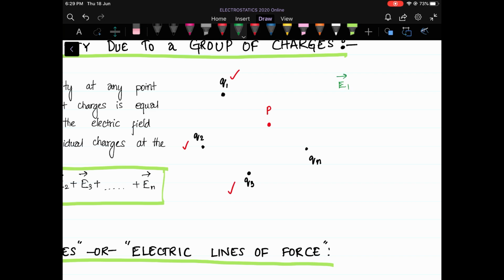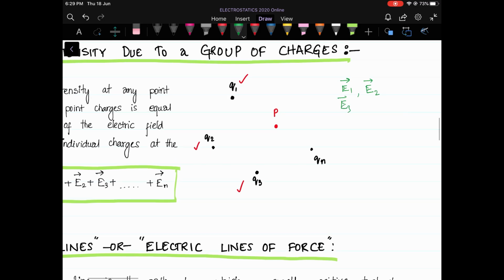To find the electric field at point P, if E1 is the electric field at point P due to the source charge Q1, E2 is the electric field at point P due to the source charge Q2, E3 is the electric field due to the source charge Q3 and so on, then the net electric field is going to be the vector sum of all these fields added up. Of course, using proper vector addition laws.